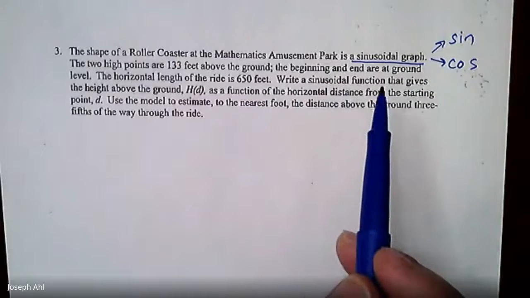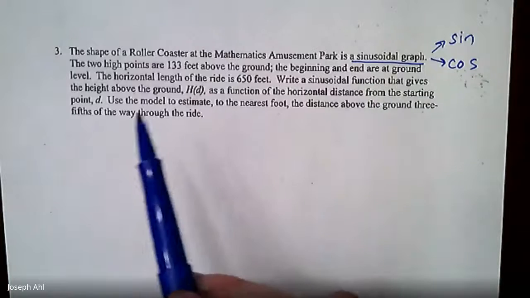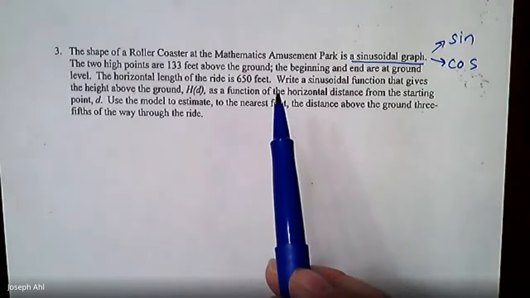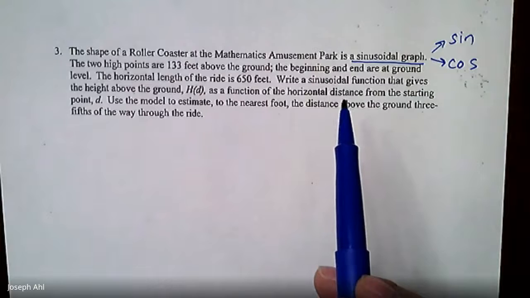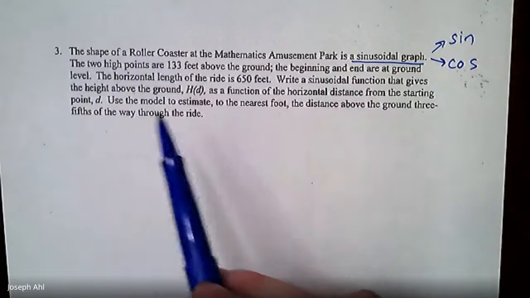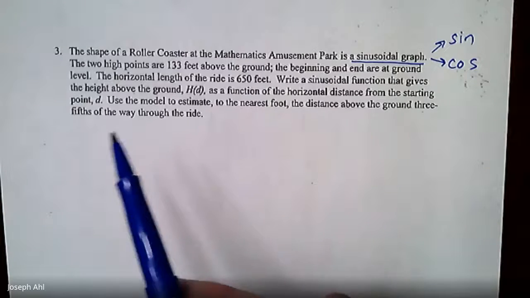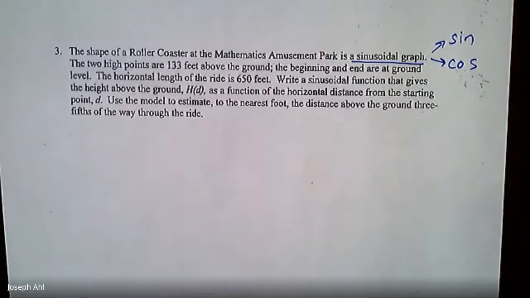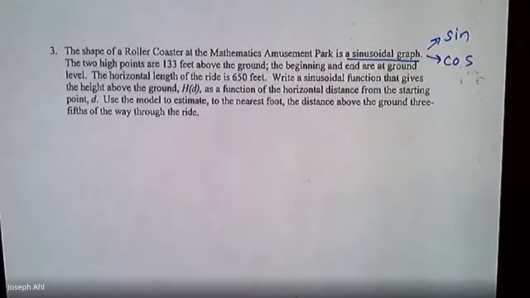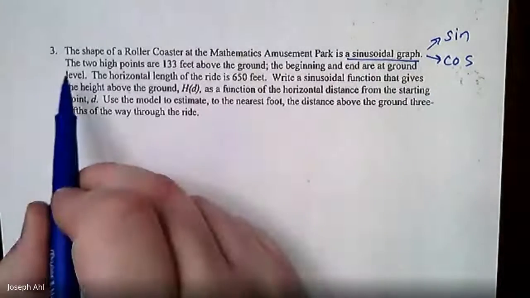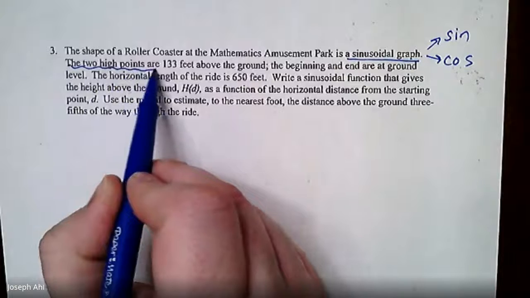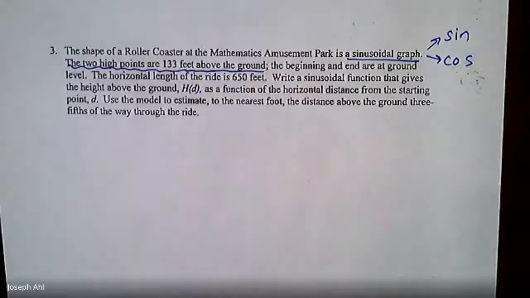Write a sinusoidal function that gives the height above the ground as a function of the horizontal distance from the starting point. Use the model to estimate to the nearest foot the distance above the ground 3/5 of the way through the ride. Okay, there's a lot going on there. But one thing I want to point out is that there are two high points. The two high points of this are 133 feet above the ground.